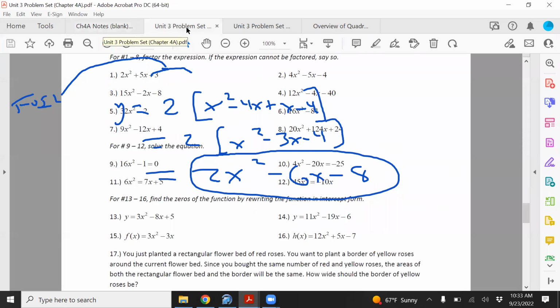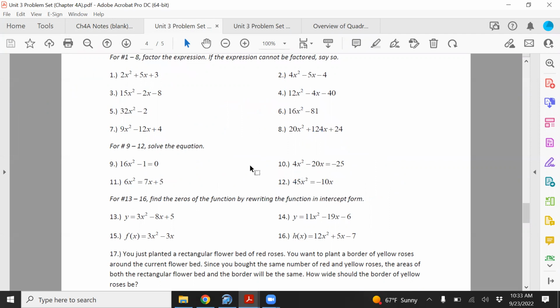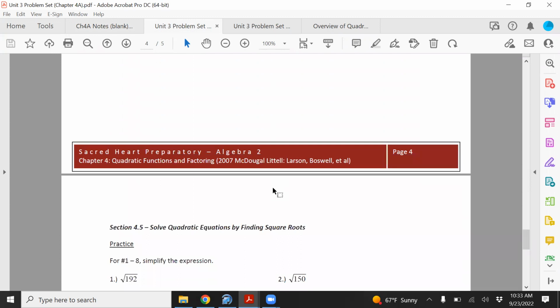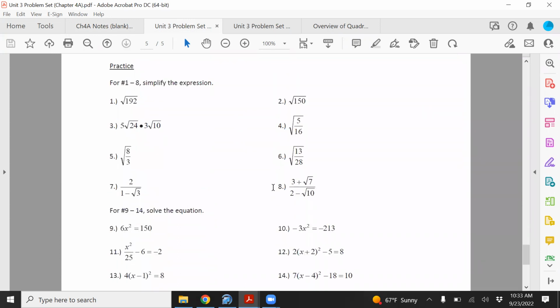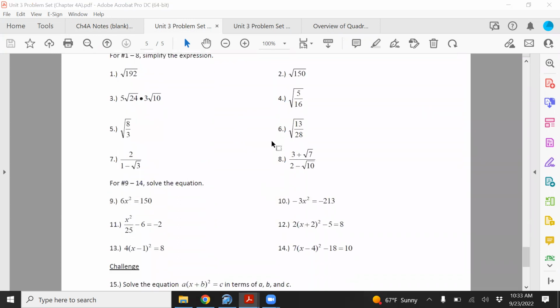Actually, we're not done yet. I lied. We're not done yet because I have to go over this too. So I'm going to do some of the homework with you guys. So here's the homework. There's still more I have to cover. The homework is going to be 4.5.